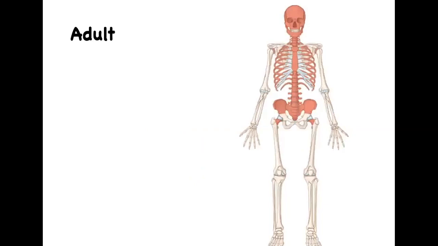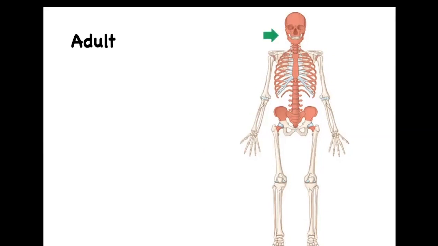In an adult, the red bone marrow is located primarily in flat bones, in the skull, the ribs, the vertebrae, the sternum, the coxal bones, but also in the proximal epiphyses of the humerus and the femur.